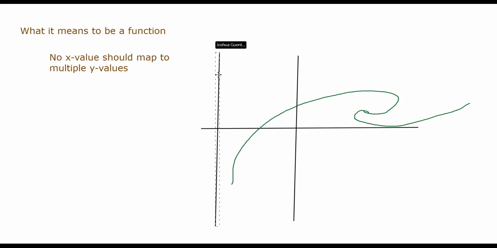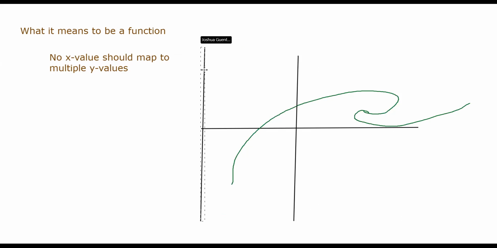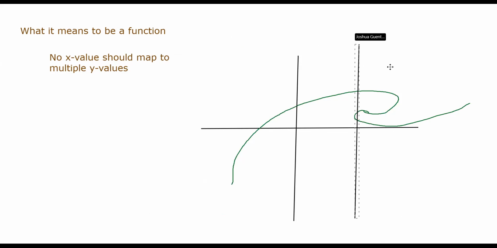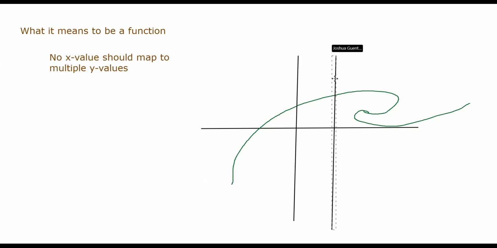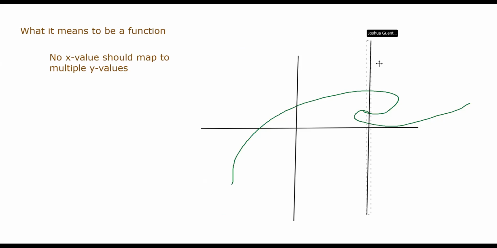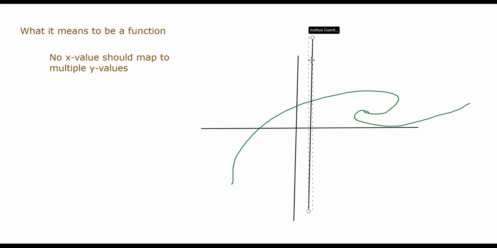That's still going to fail the vertical line test. The vertical line test says you can run the vertical line across it, and nowhere is it allowed to touch the graph more than once. If it does it just a single time or in a very small space, that automatically still fails to be a function. So keep that in mind.